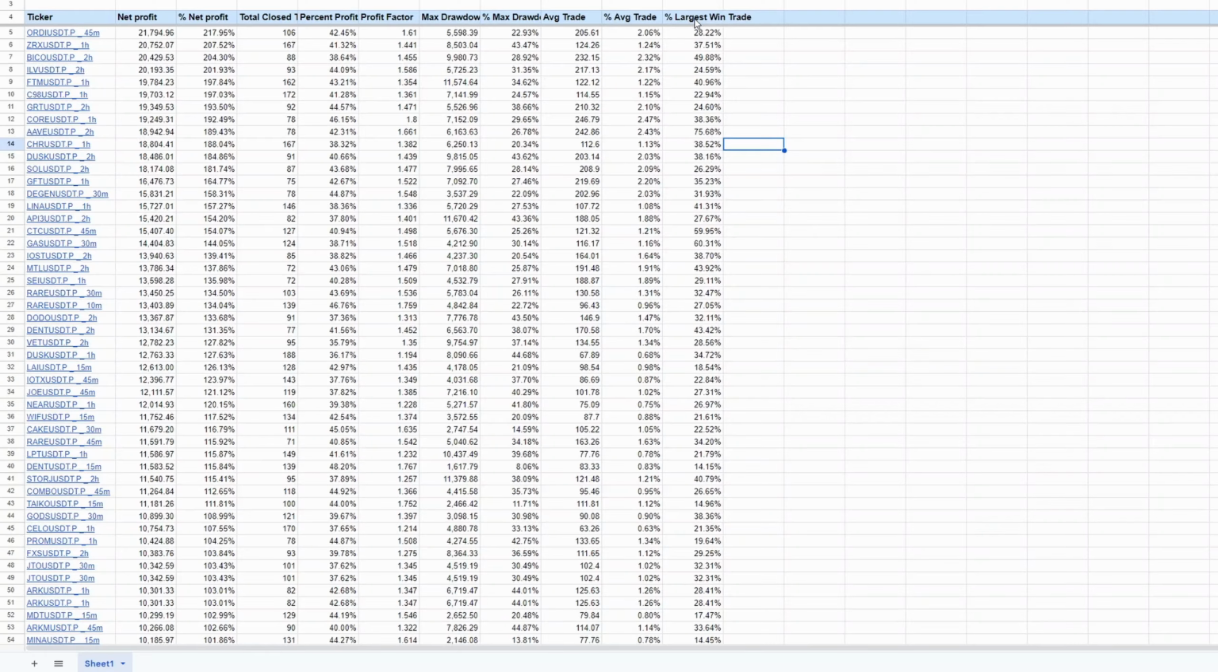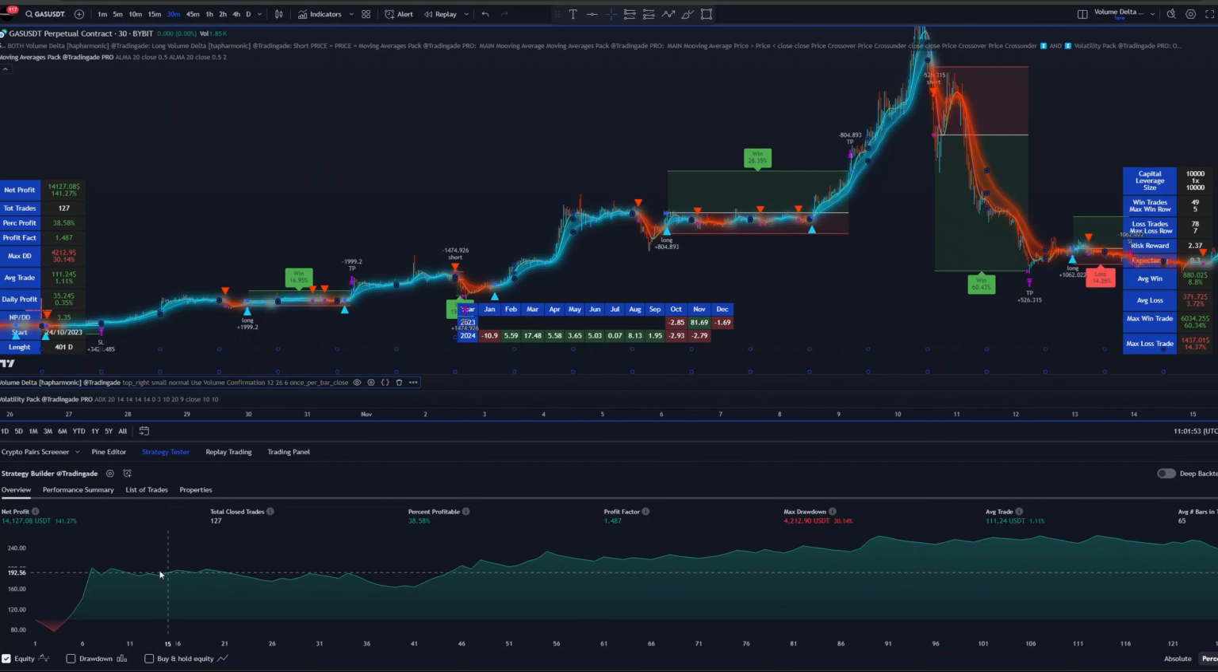Scrolling through the backtest results, here in the percentage largest win trade, we have 75% and 60%. We can check this GAS USDT, and as you can see guys, the equity is good, but it's not particularly impressive. Monthly table is good, but what I love the most about this strategy, as we have seen before, is the 60% max win trade.